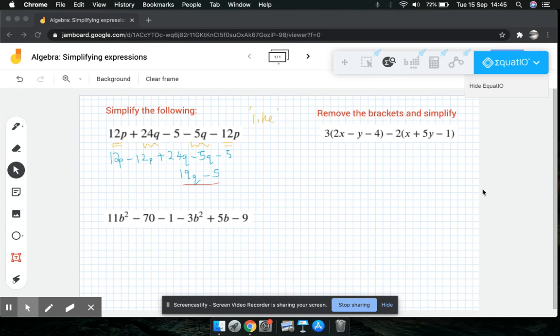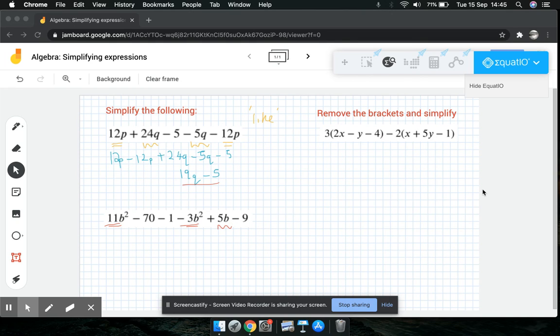So what we're going to do now together is look at this other question here. So again, we need to identify our like terms. If you look at this for a minute, pause the video, have a look at the expression and see can you identify your like terms. So I have b squared minus 3b squared. And actually 5b looks similar, but it's not exactly the same, so it's not going to be considered a like term. It's a little bit different.